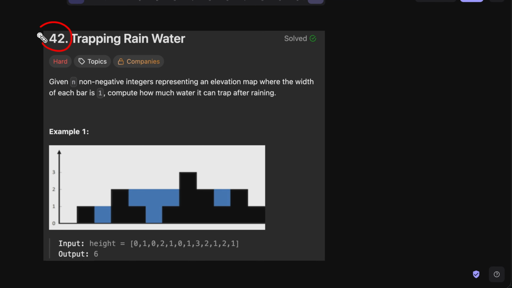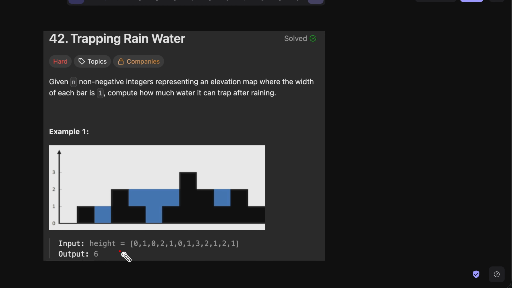So today we have Leetcode 42, that is trapping rainwater. In this problem we have been given n non-negative integers which represent the elevation map where the width of each bar is 1 and we have to compute how much water it can trap after raining. So it will look something like this.